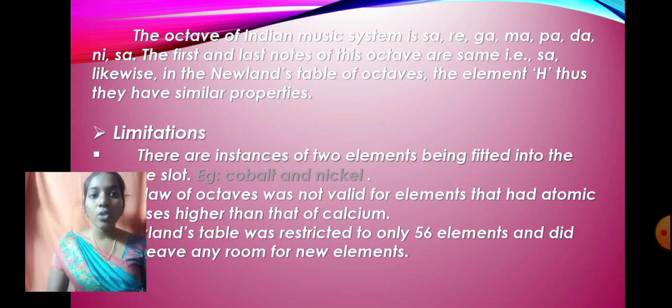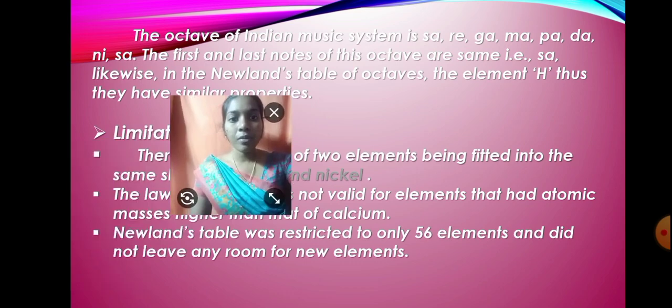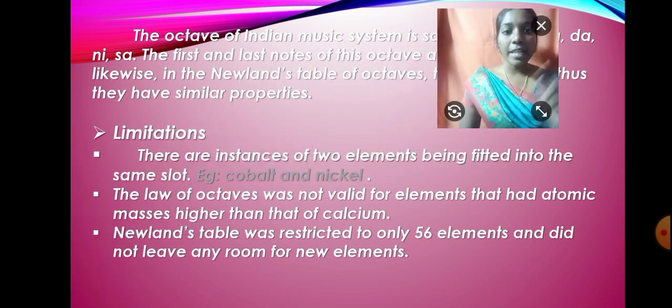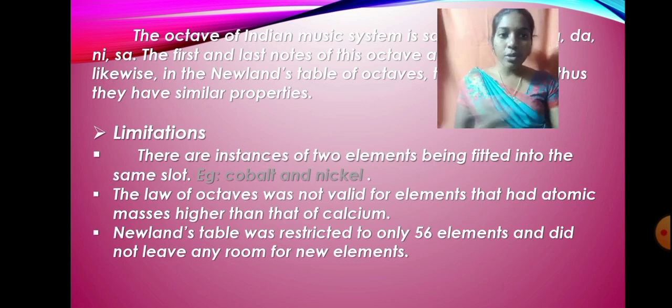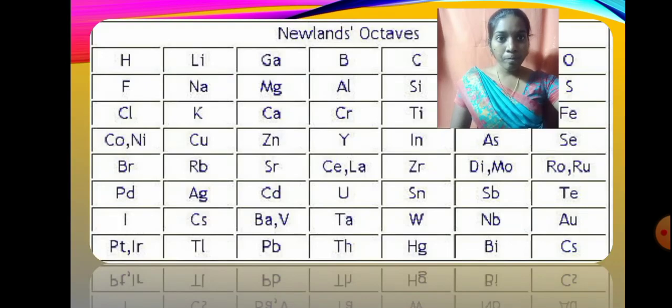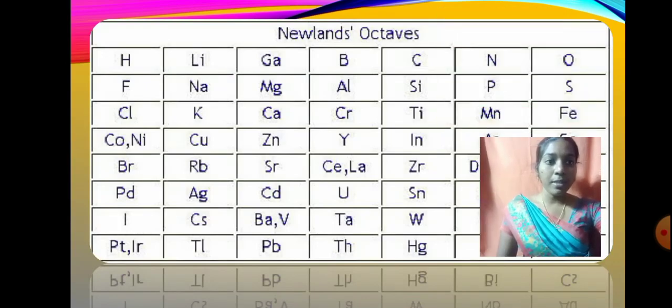Limitations. There are instances of two elements being fitted into the same slot, for example, cobalt and nickel. The law of octaves was not valid for elements that had atomic masses higher than that of calcium. Newland's table was restricted to only 56 elements and did not leave any room for new elements. This is Newland's octaves table.